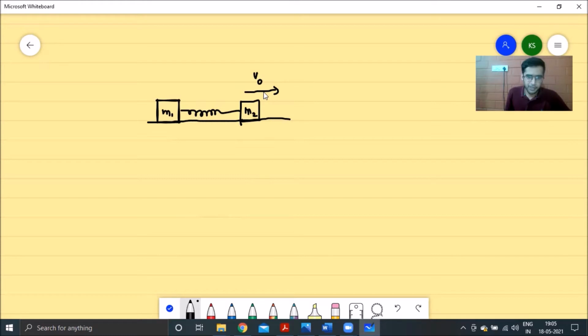And now we need to find out, after it starts moving with a velocity V0, what will be the maximum elongation that the spring will have after a certain instant of time? What will be the maximum elongation of the spring is the question asked over here. And we have the velocity of the block given. Your spring constant is also given.